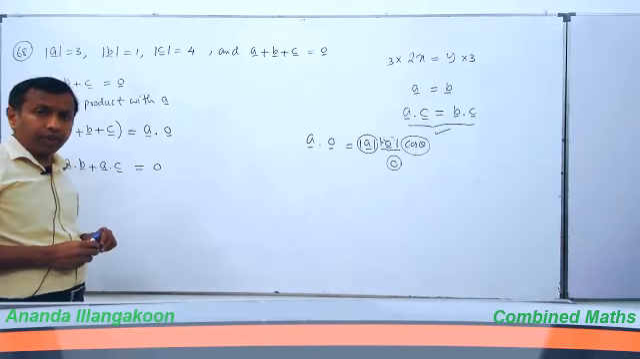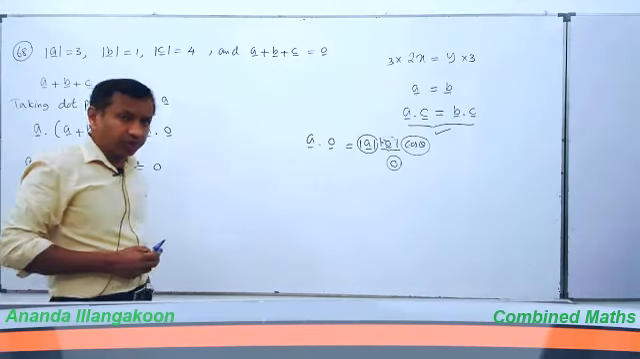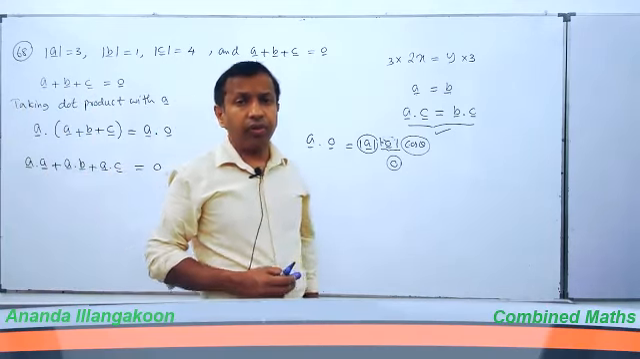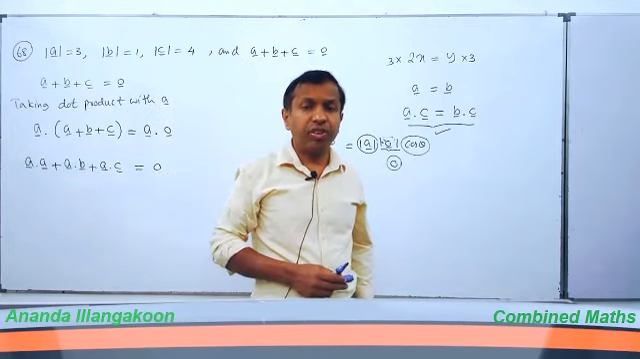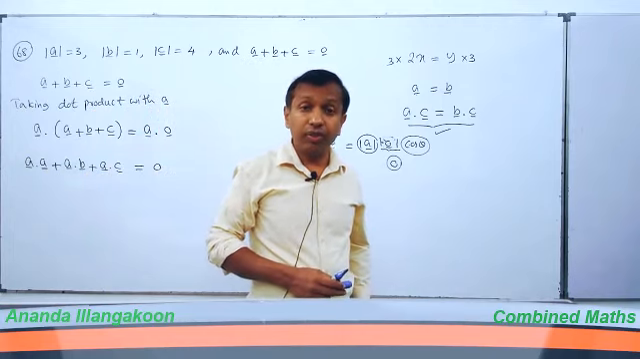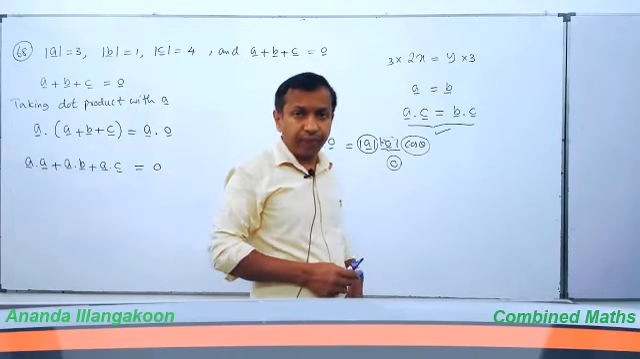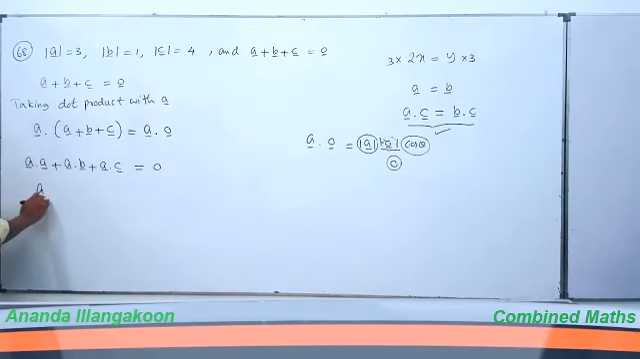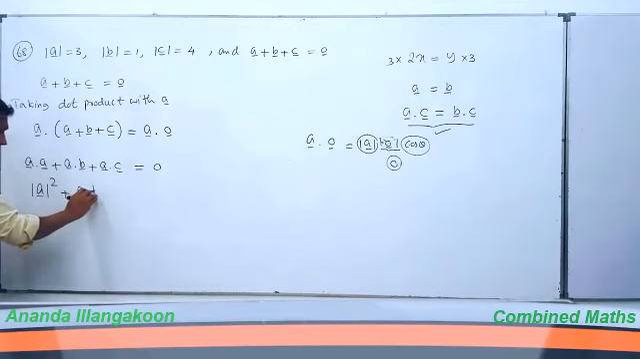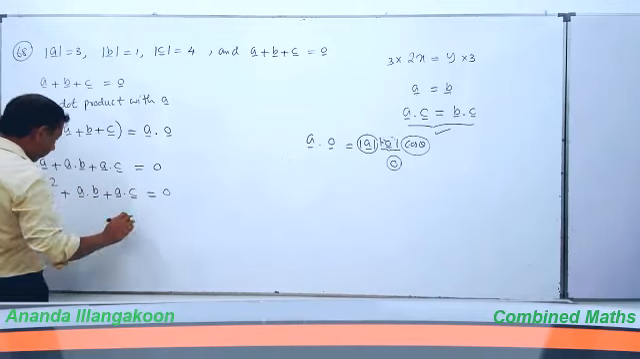Okay, people, what is A dot A when you take the dot product with the same vector? We said by A dot A we get the perfect square of the modulus of the vector A. Understand? Okay. So we have mod A squared plus A dot B plus A dot C is equal to 0.